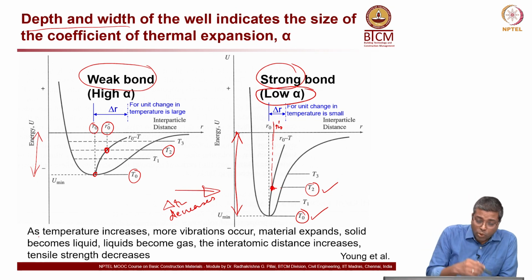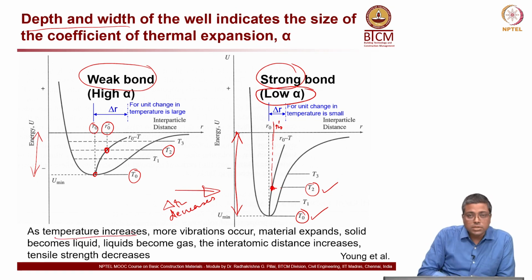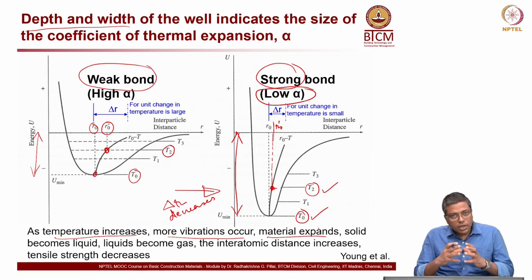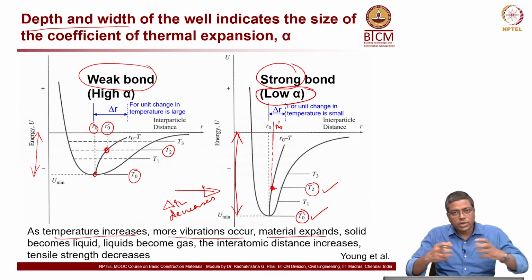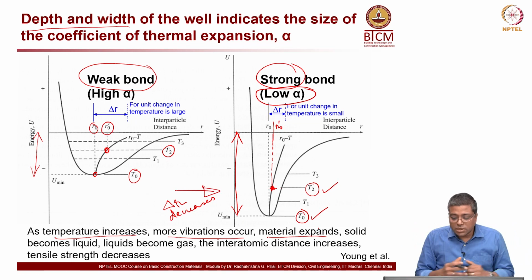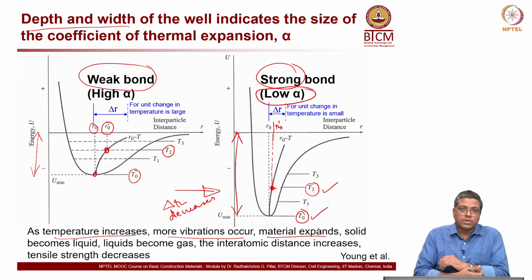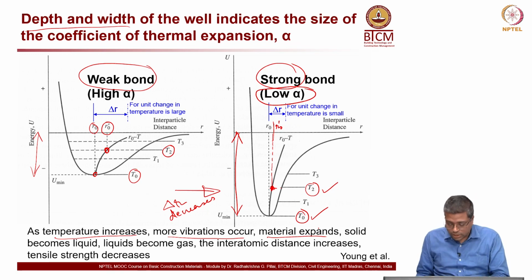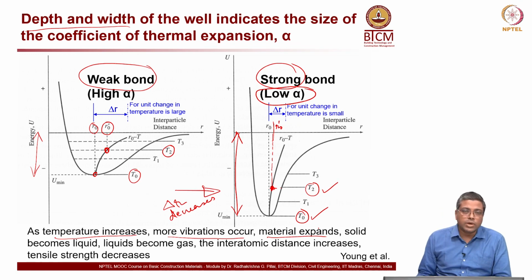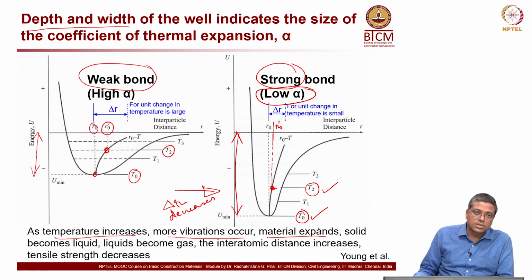So why is this happening? As temperature increases, more vibrations occur, the material starts to expand, and atoms tend to get separated. Eventually the material expands and then solid becomes liquid, liquid becomes gas, and the interatomic distance increases and eventually tensile strength also decreases. You can think of many materials where at higher temperature the strength of the material, or mechanical behavior, is typically poor in nature.